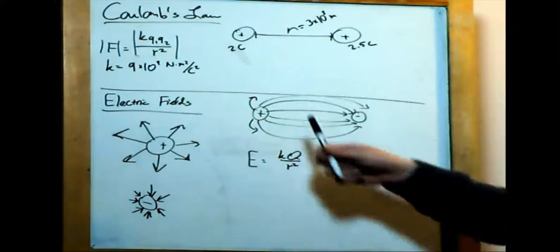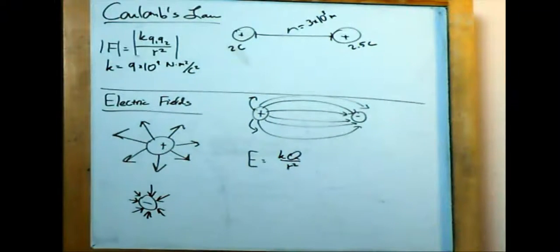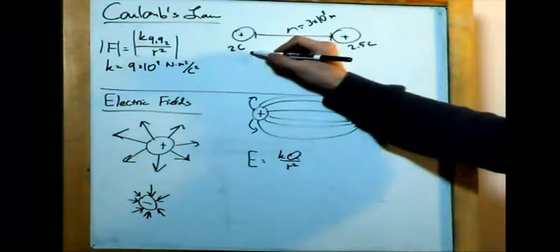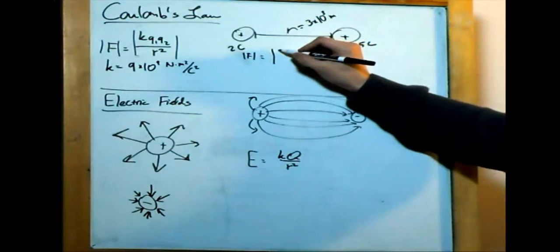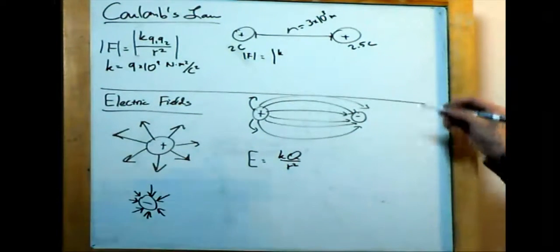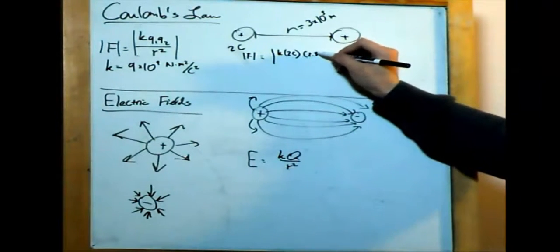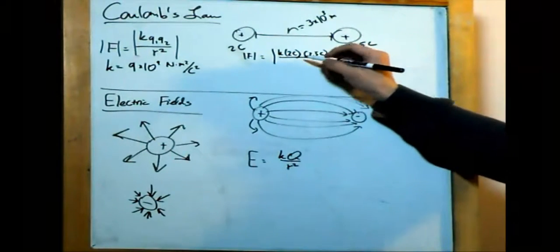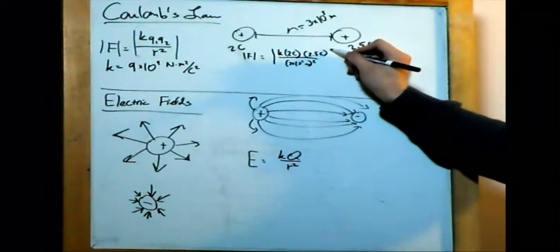One has a charge of 2 coulombs, the other 2.5. The distance between them is 3 times 10 to the 3rd meters. So we can actually get going. The absolute value of force is the absolute value of K, I'm not going to write all that out quite yet, times the charge on one, 2 coulombs, times the charge on the other, 2.5 coulombs, divided by our 3 times 10 to the 3rd meters squared.